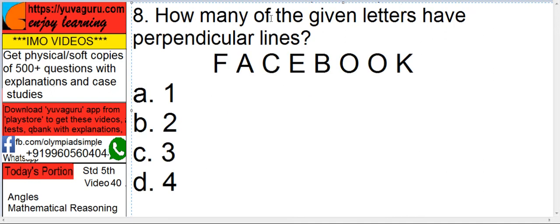How many of the given letters have perpendicular lines? Now this is quite easy. F has perpendicular lines. A doesn't have, C doesn't have, E has it, B has it. This and this below.